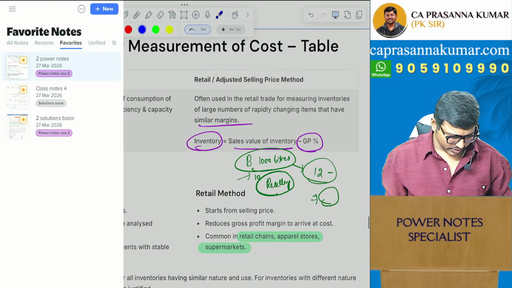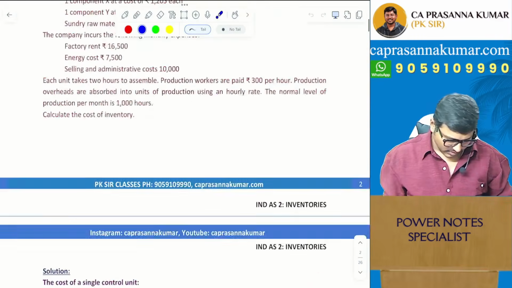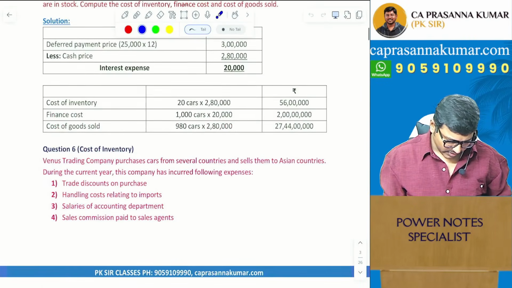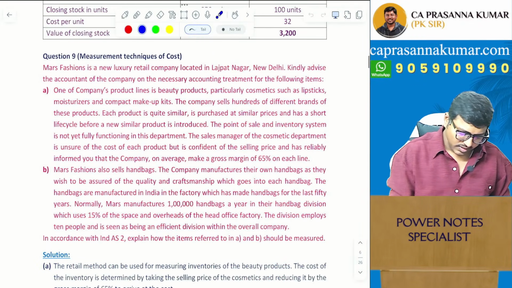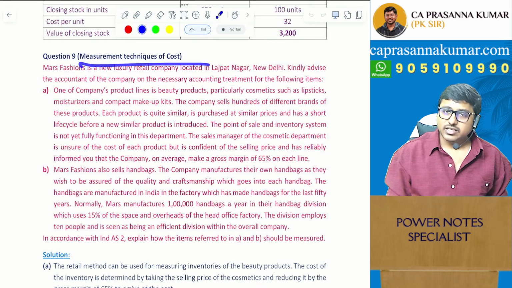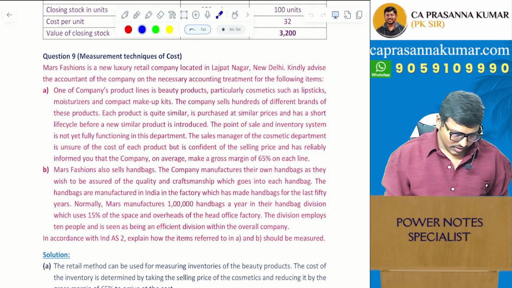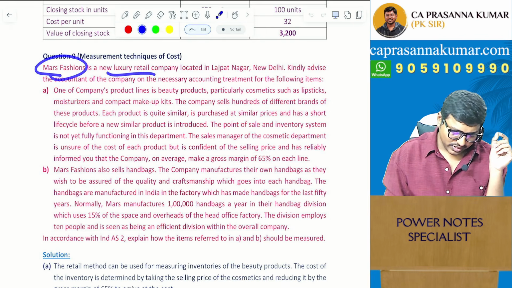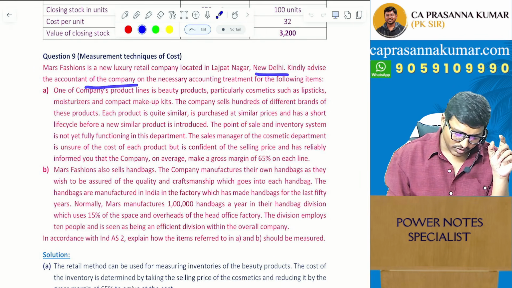Let's go to question number 9. Look at this question number 9. We'll get a better idea. See this. Measurement techniques of cost. Mars Fashions is a new luxury retail company located in Lajpat Nagar, New Delhi. Kindly advise the accountant of the company on the necessary accounting.